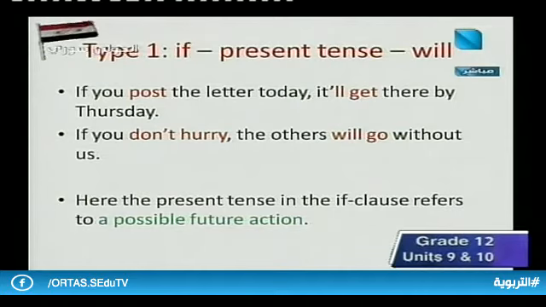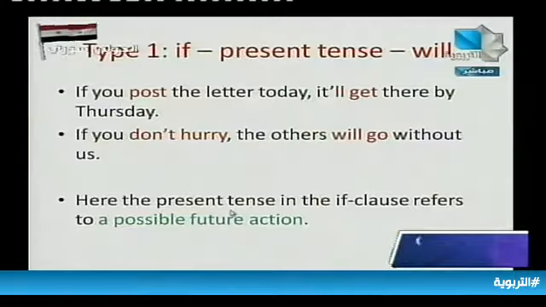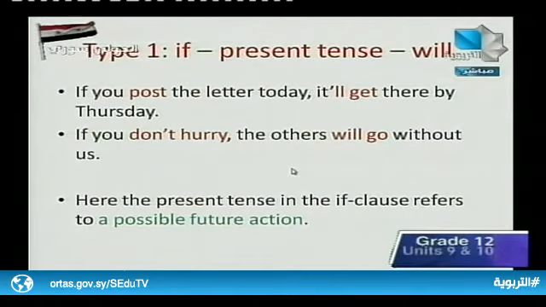So here, the situation is possible to happen if the condition, as we said, has been achieved. Here, the present tense in the if clause refers, as you said, to a possible future action. So we use the first conditional to talk about something which may happen in the future. It is possible to happen if the condition has been achieved.